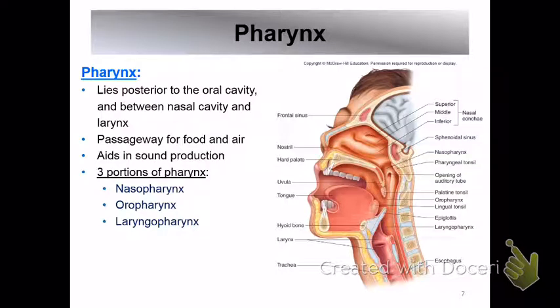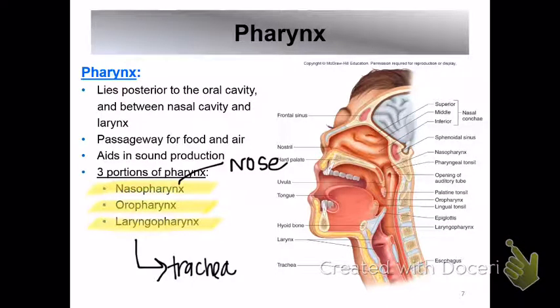Okay, pharynx. We looked at that in that very first picture, and you want to know the order here. You've got the nostrils, of course, first, and then nasopharynx, oropharynx, laryngeal pharynx, and that leads to the trachea, which is not part of the larynx. So know that order: nostrils first, nasopharynx, oropharynx, laryngeal pharynx. Take a second and look at that picture. Most of that will be on the lab exam, so you definitely want to know it. But where's the pharynx? It's behind the nose and mouth, a passageway for food and air, and aids in sound production.